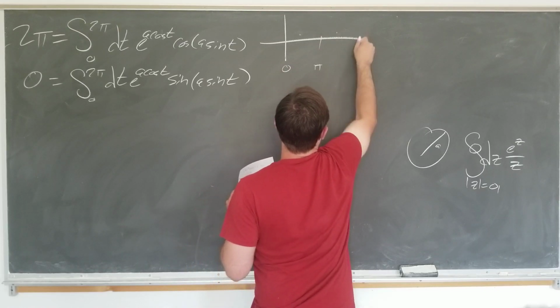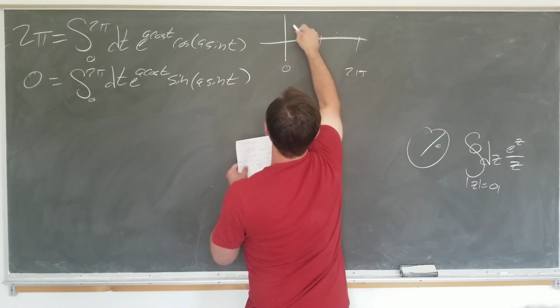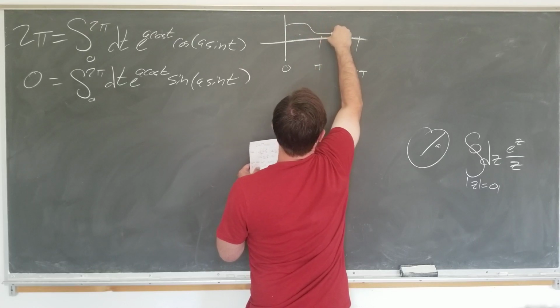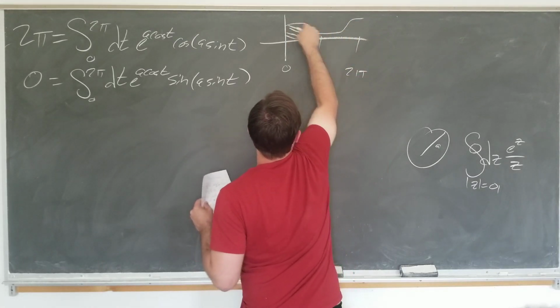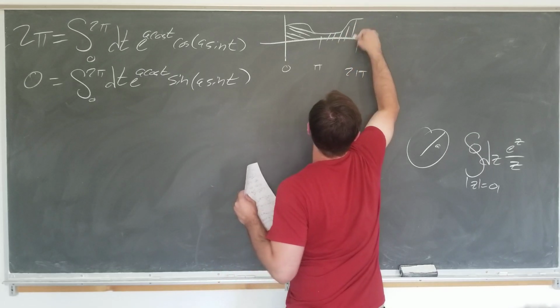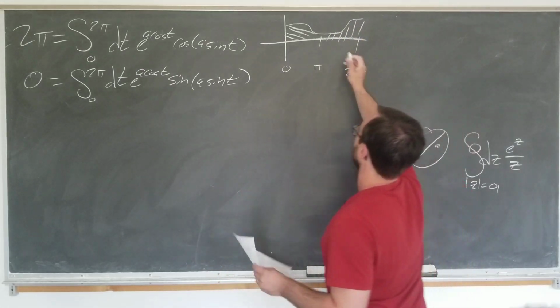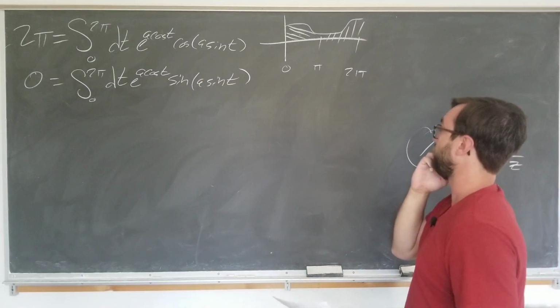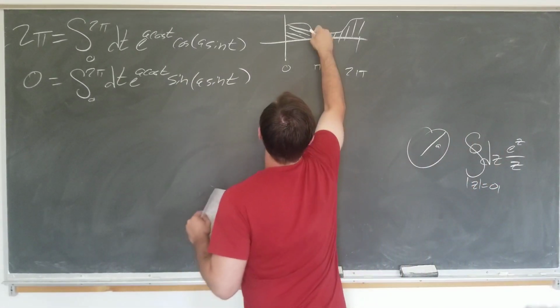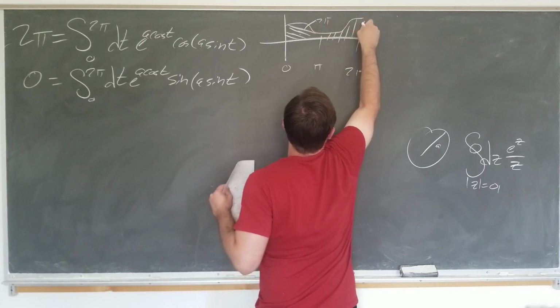0, pi, 2 pi looks something like this, like a weird wobbly horseshoe thing. And on first glance, it appears that this area should be equal to this area. They should both be equal to pi. Is it? Is it though?